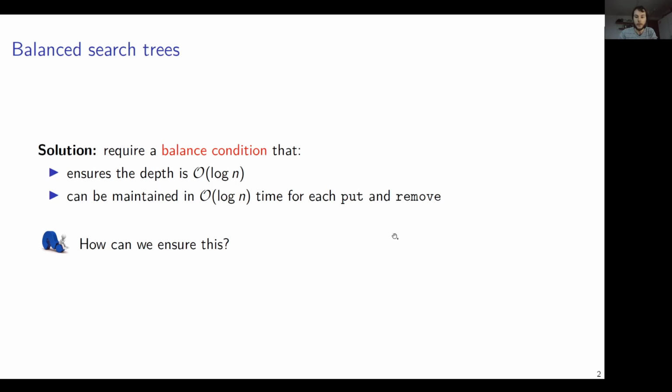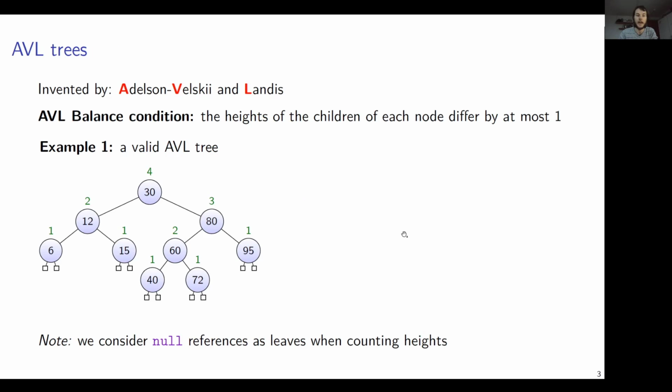So one way we can do this is with AVL-trees. They are called this because they were invented by Adelson-Velsky and Landis. So what are AVL-trees? AVL-trees are basically binary search trees with the following balance condition: the heights of the children of each node differ by at most 1.